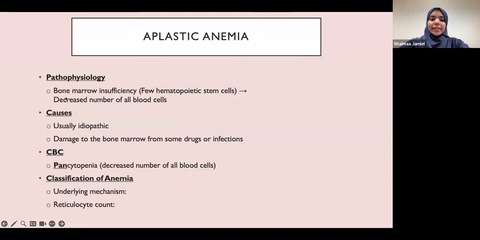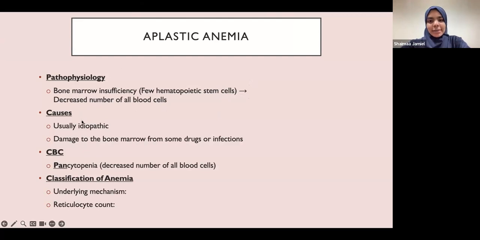Aplastic anemia is basically when there's bone marrow insufficiency, or we have few hematopoietic precursors or stem cells in the bone marrow. And therefore, since we have few of them and they're barely dividing, we have a decreased number of blood cells, all of them: white blood cells, red blood cells, platelets, okay? So in aplastic anemia, it's not just red blood cells, all of them will be deficient or low.